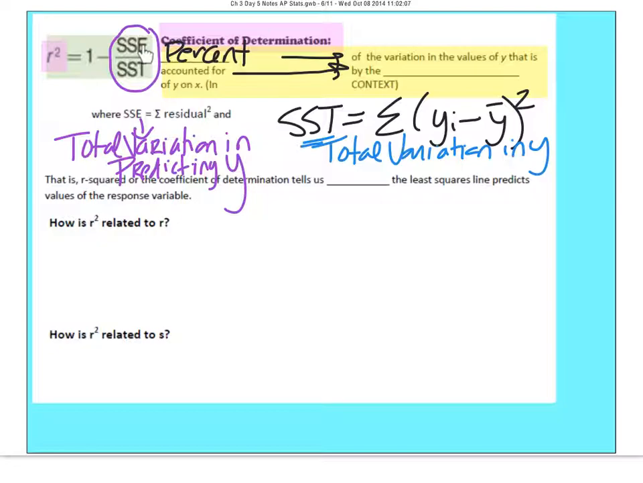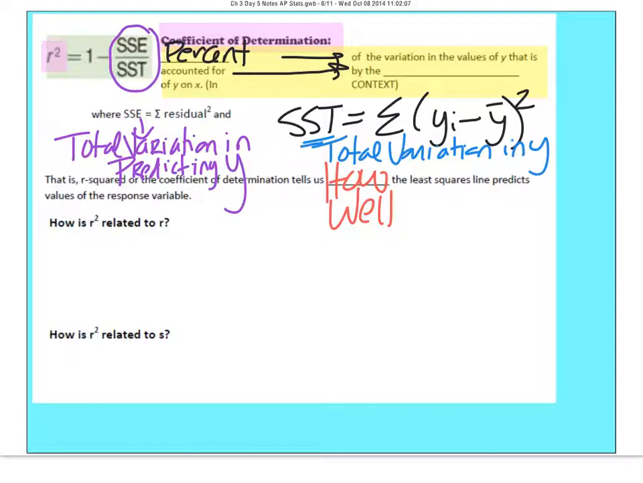So the SSE, or the sum of the squared error, is all of the squared errors or residuals. The SST is the total variation in the y values. So this is going to give us the portion of the error in the model. If we take 1 minus the portion of the error, it's going to leave a percentage that's left over, and what's left over tells us how good the model is. So overall, r squared is called the coefficient of determination, and it tells us how well the least squares regression line predicts the values of the response variable.